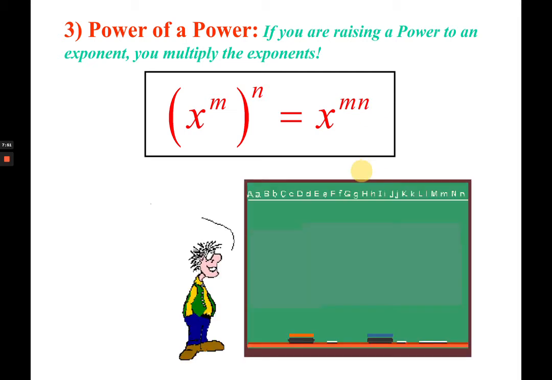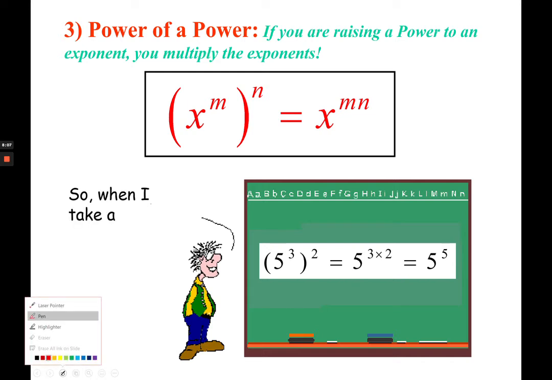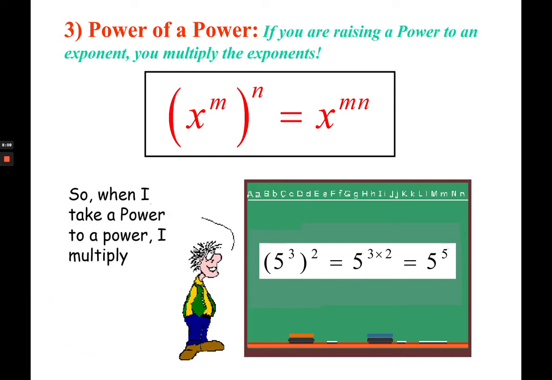Here is your first main example. You have 5 to the power of 3 and then squared. You actually multiply. It should be 5. No, it should be 6. Let me fix that one. No, it should be 6 because you are supposed to multiply. Okay.